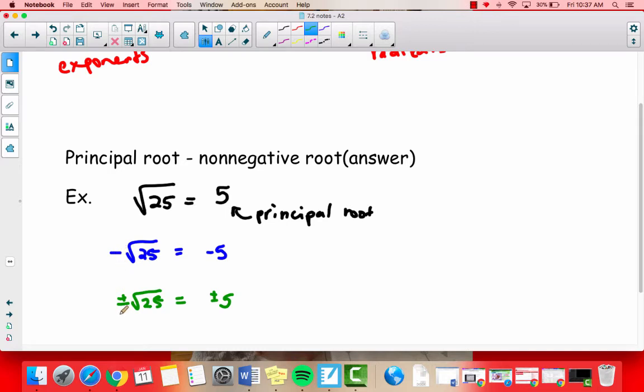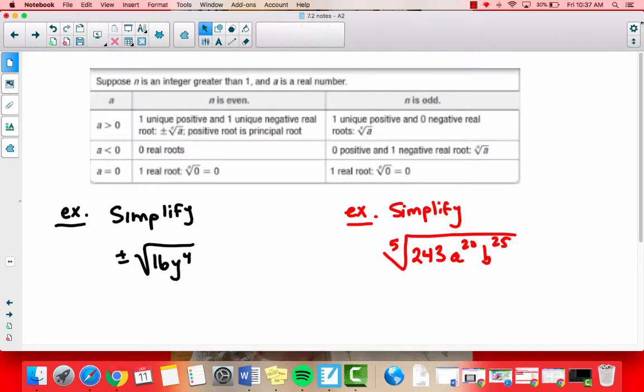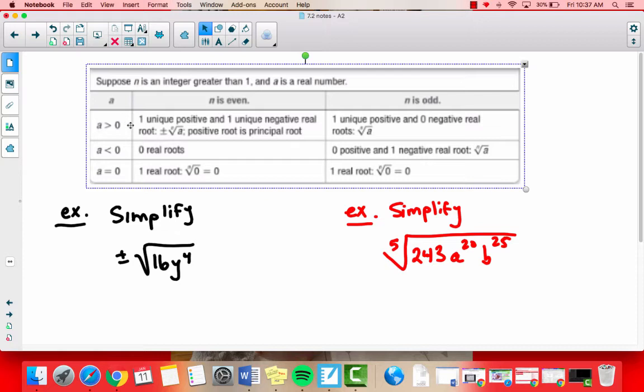So if it doesn't have a symbol out in front, just assume that you're going to be looking for the positive number. All right, now we're going to take this a step further. This chart is from your book. It would be really good to make sure you have it in your notes. Basically, it just tells you the breakdown of the types of answers that you could get.